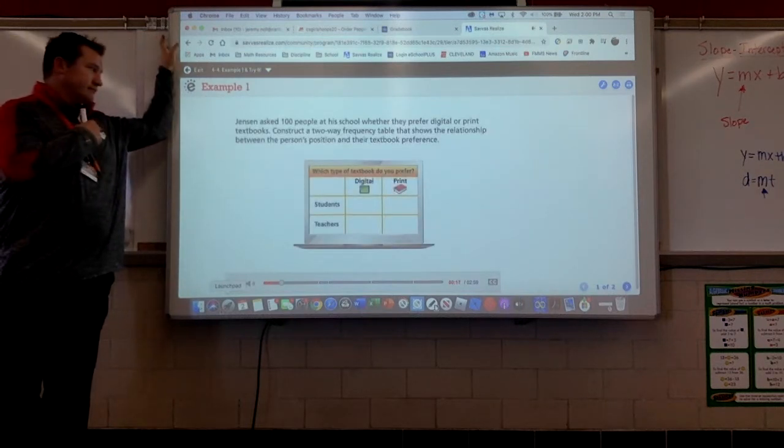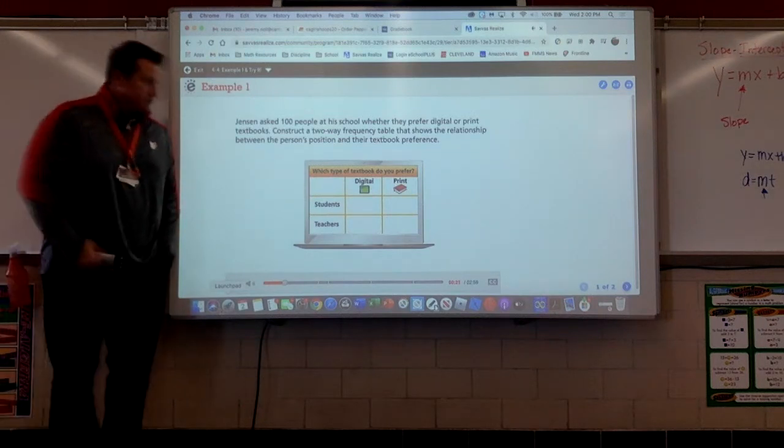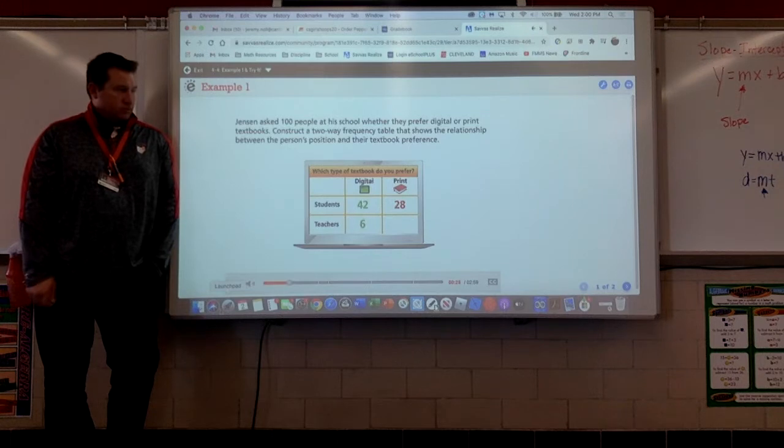Jensen asked 100 people at a school whether they prefer digital or print textbooks. He needs to construct a two-way frequency table that shows the relationship between the person's position and the textbook they prefer.